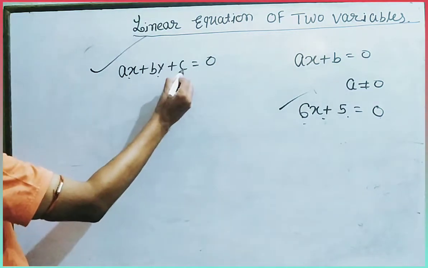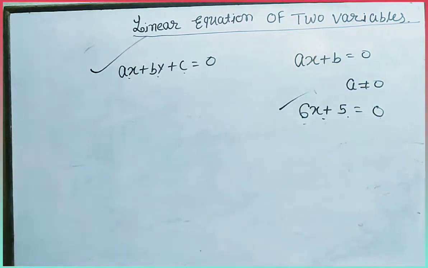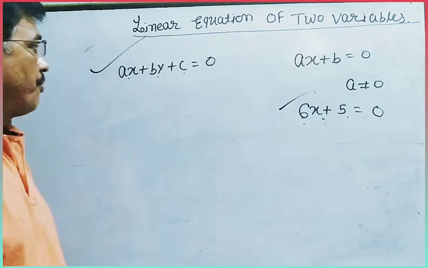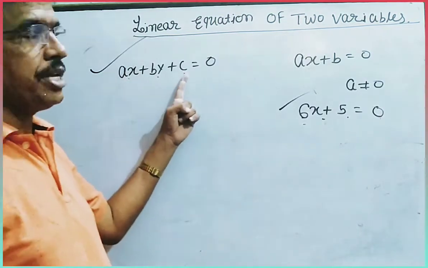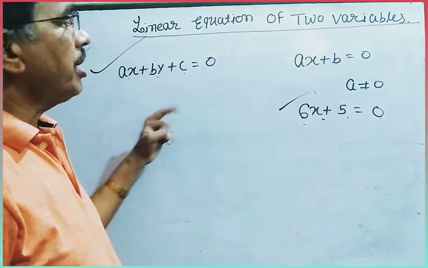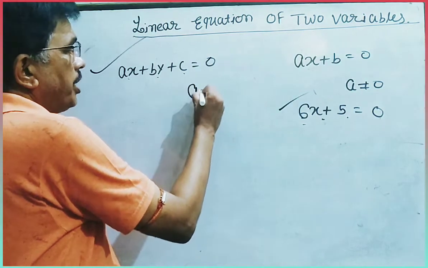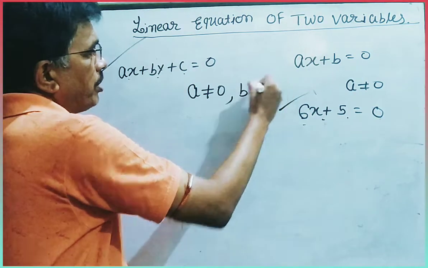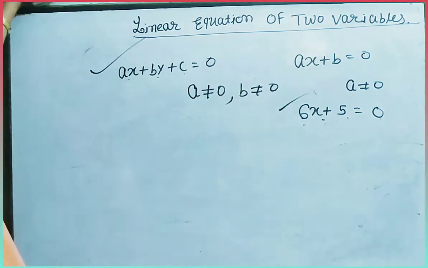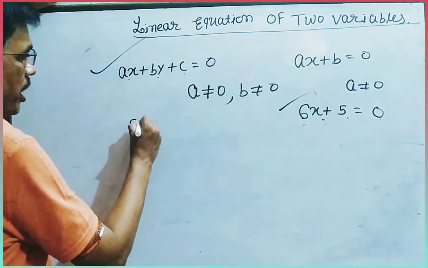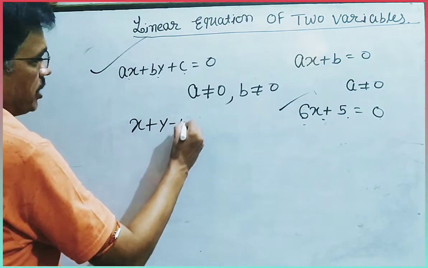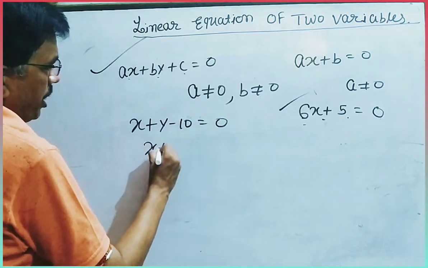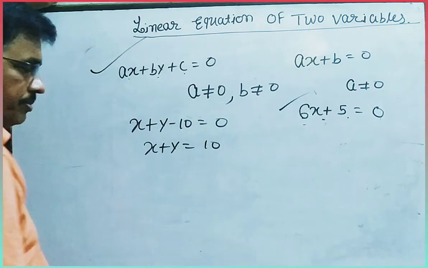ax plus by plus c is equal to 0 is the linear equation of 2 variables, where a, b, c are real numbers and a is not equal to 0 and b is also not equal to 0. This is the form of the linear equation, like x plus y minus 10 is equal to 0, then x plus y is equal to 10.